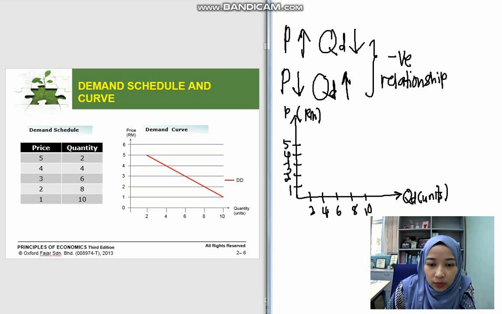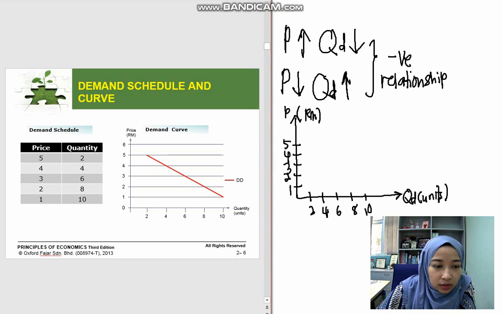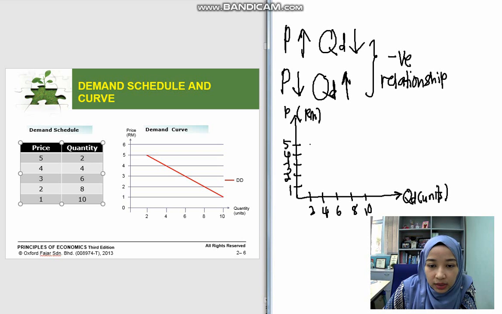Okay, and then for the y-axis, the scaling is 1, 1, 1, 1, 1, so it must be consistent. Alright, so let's look at the first point, which you have here: price, 5 ringgit. When the price is 5 ringgit, the quantity demanded is 2, meaning consumers are willing to buy 2 units of books, for example. So at 5 ringgit, the quantity demanded is 2, which is the point here.